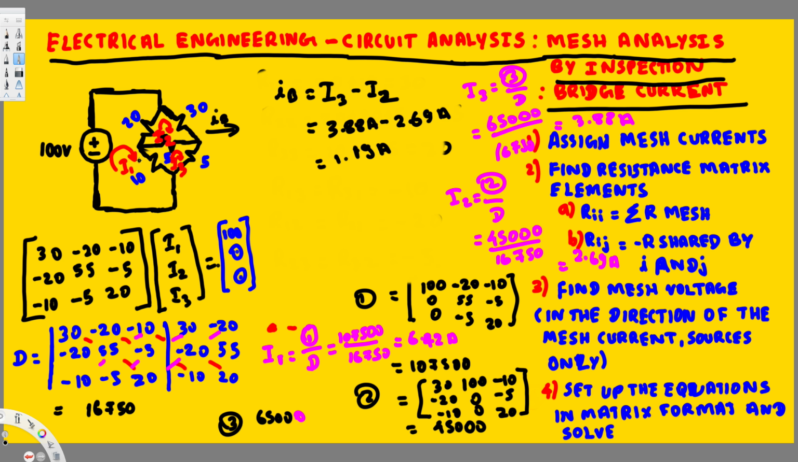For example, if you want to calculate this branch current, let's call it I1. I1 is going along this direction, so it's plus I1, and I3 is opposing this direction, so minus I3. I1 we calculated is 6.42 ampere, minus I3 which is 3.88 ampere, and if you calculate this value, you should get 2.54 ampere.